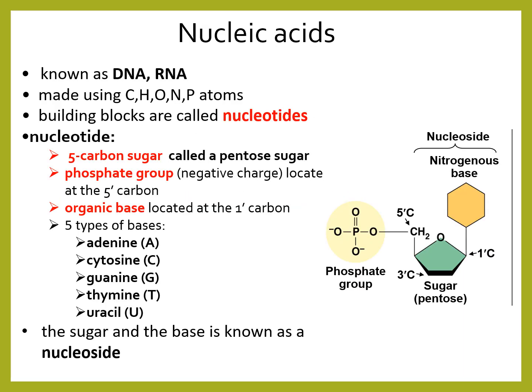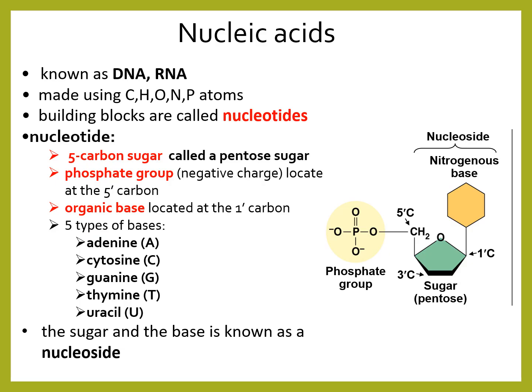We're now going to take a look at how DNA gets replicated. And before we move on to DNA replication, I want to remind you what DNA is made out of. First of all, DNA together with RNA, these are known as our nucleic acids. Nucleic acids are made using carbon, hydrogen, oxygen, nitrogen, and phosphorus atoms. The building blocks of DNA and RNA are known as nucleotides.